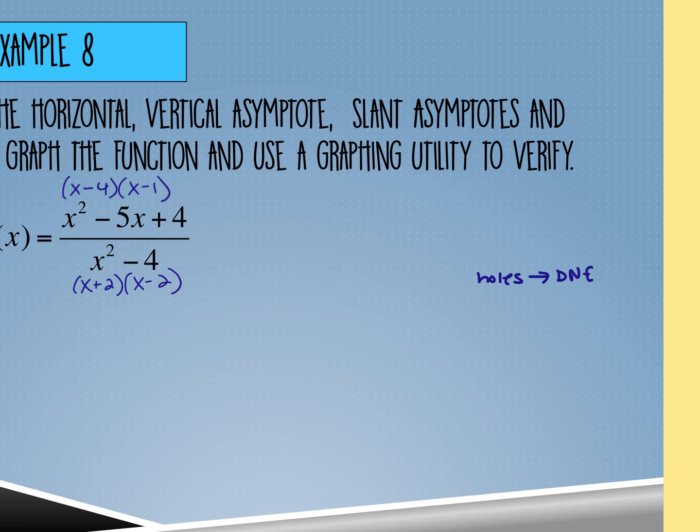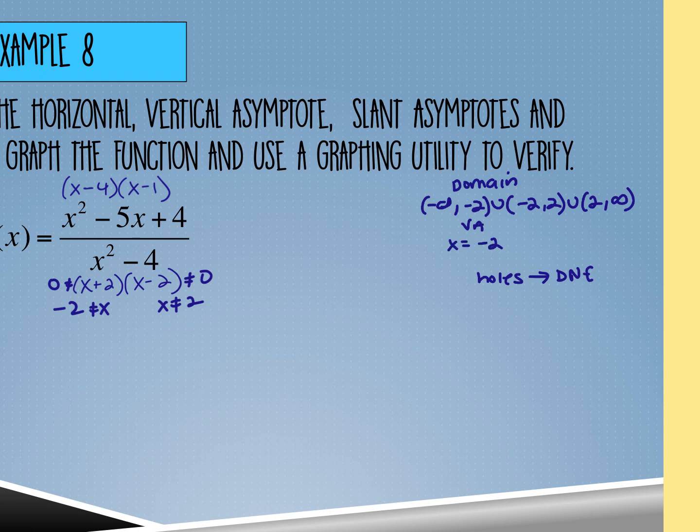Now, it doesn't say it, but I'm going to do domain just so we get the practice of it. The domain was not equal to 0 here, so x cannot equal negative 2 and x cannot equal positive 2. Negative infinity to negative 2, negative 2 to positive 2, 2 to infinity. My vertical asymptotes are the opposites of those: x equals negative 2 and x equals positive 2.